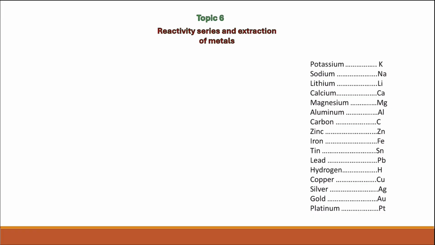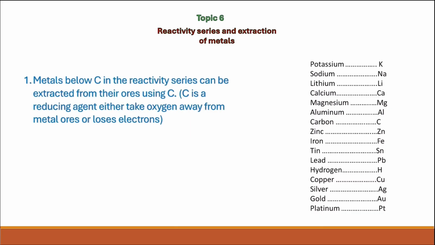Reactivity series and extraction of metals are very, very common in paper 2, and I would expect that to be in the exam. So here in the reactivity series, what's important is the extraction of metals. They tend to ask you why this particular element cannot be extracted from its ore using carbon. Remember that the metals which are below carbon in the reactivity series can be extracted using carbon, but the ones which are above carbon in the reactivity series cannot be extracted because they are more reactive than carbon.